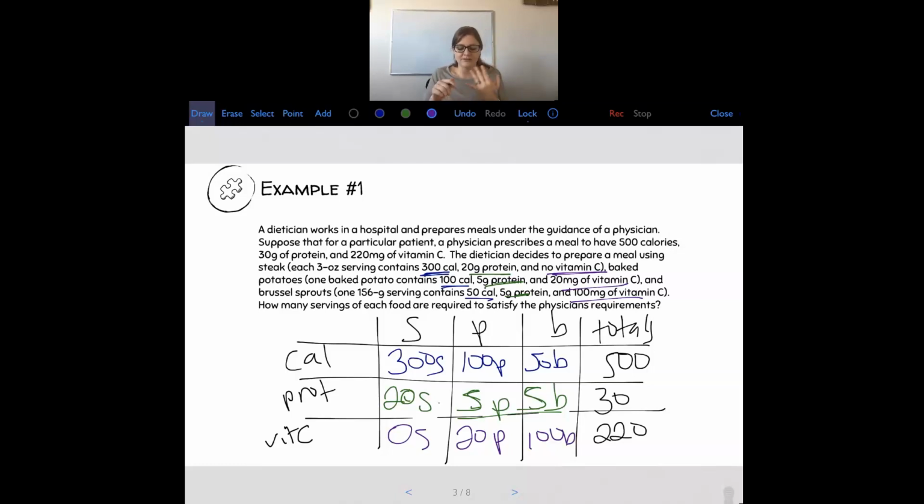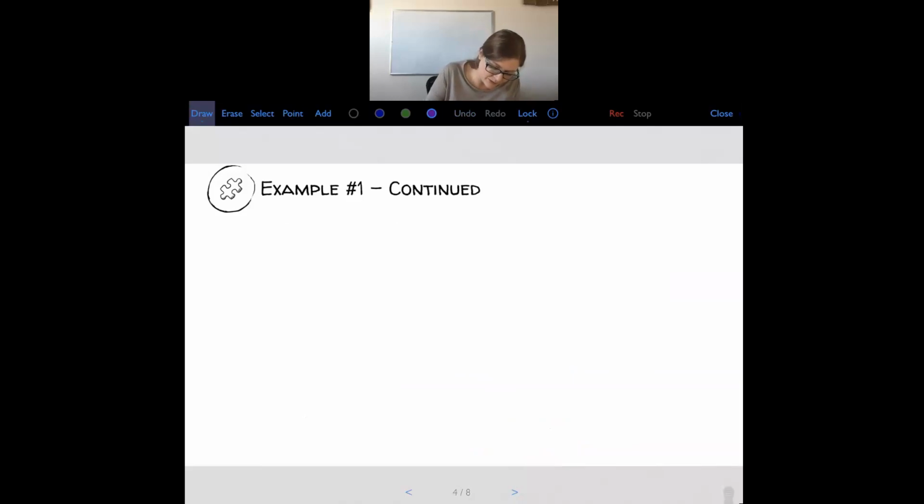And again, we're trying to find the amount of serving of steak, potatoes, and Brussels sprouts. We're given information about the total calorie goals, the total protein goals, and the total vitamin C goals. So we use that information to build our equations. So I'm going to write our 3 equations.